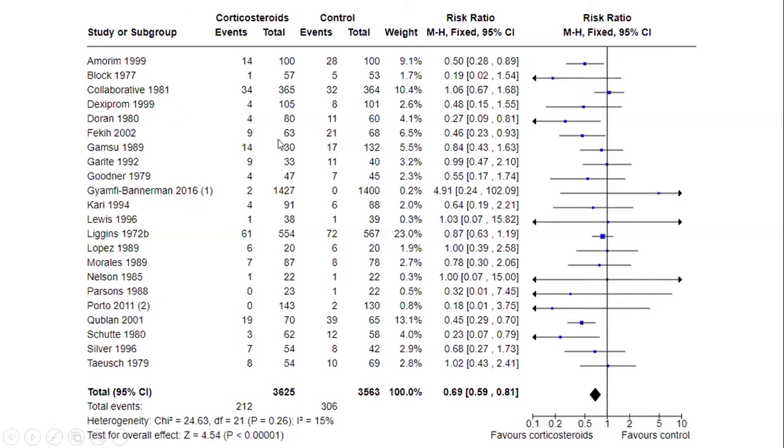Each line is one study, and the vertical line that you see in between is the line of no effect. And this bigger blob shows where the effect size is, and this is the confidence interval. If it's on this side, it means the treatment favors corticosteroid. If the blob is on this side, it means it's favoring control. If it crosses the line, it means the result was not significant.